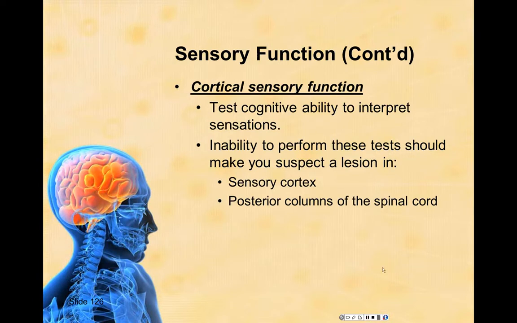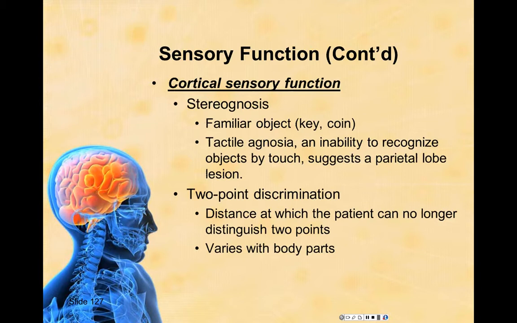Evaluate sensory function and cognitive ability to interpret sensations. An inability to perform these tests should make you suspect that there's a lesion either in the sensory cortex or the posterior columns of the spinal cord. Stereognosis we've talked about. Two-point discrimination is the distance at which the patient can no longer distinguish between 2 points. That varies depending on the part of the body, but in general, you should be able to get very close and still be able to distinguish 2 points.